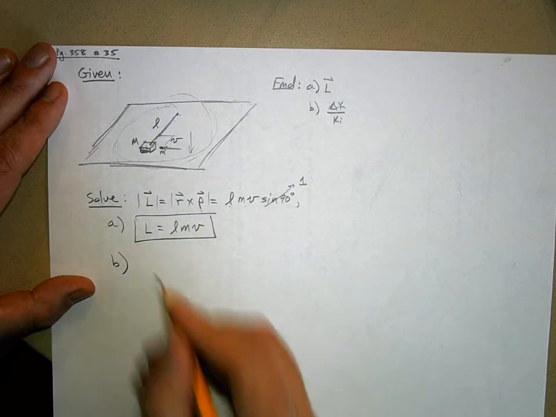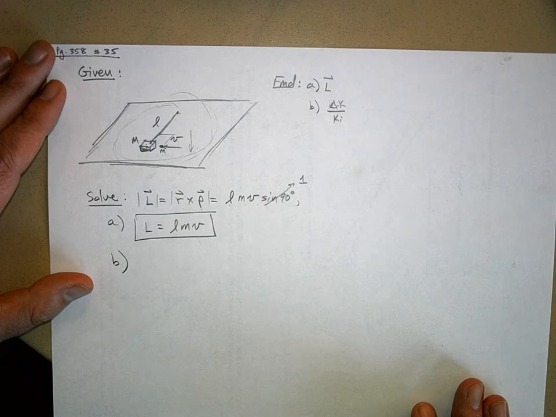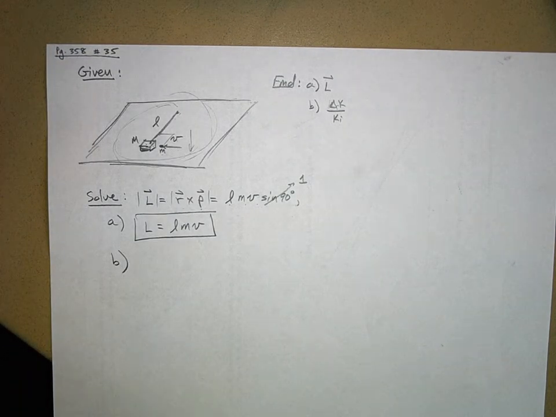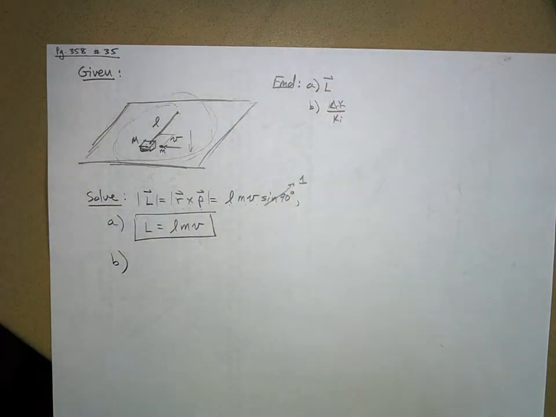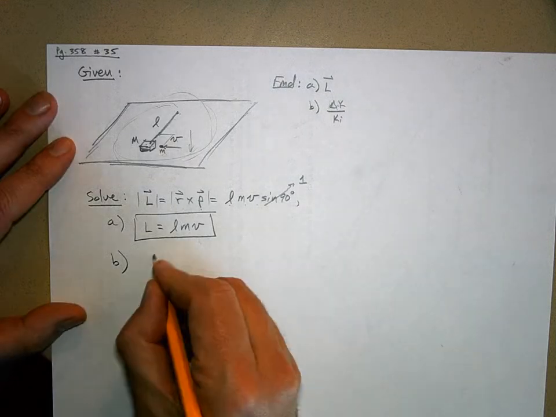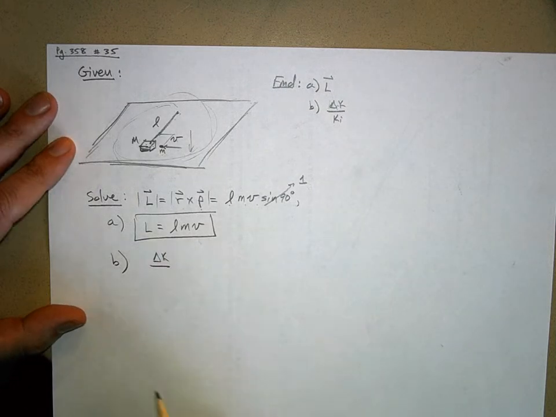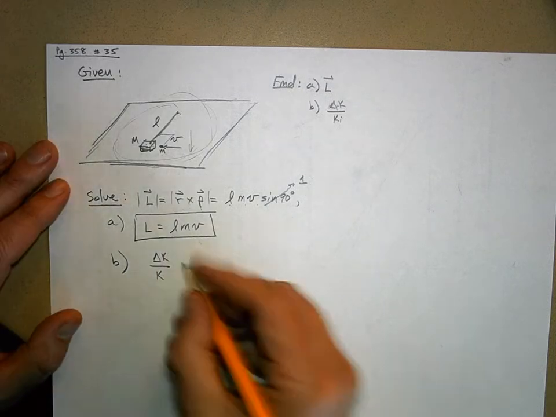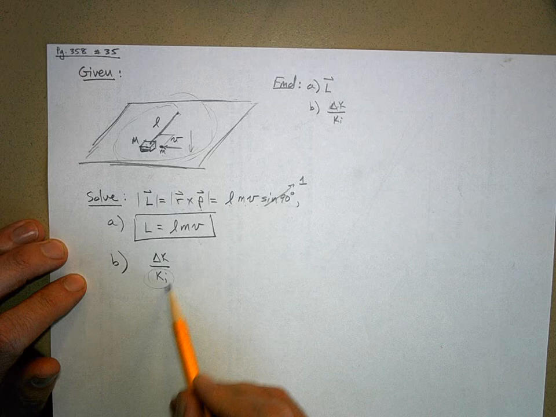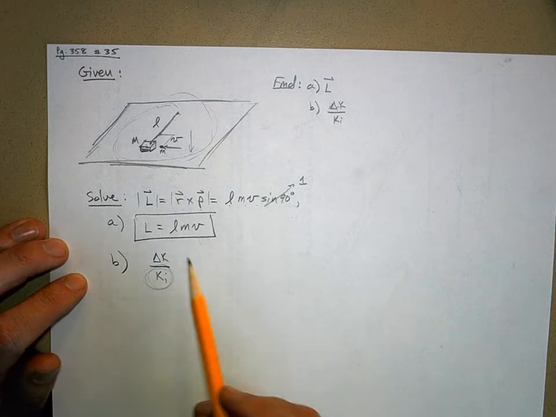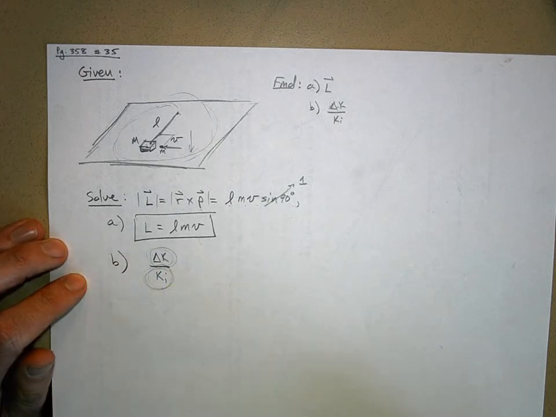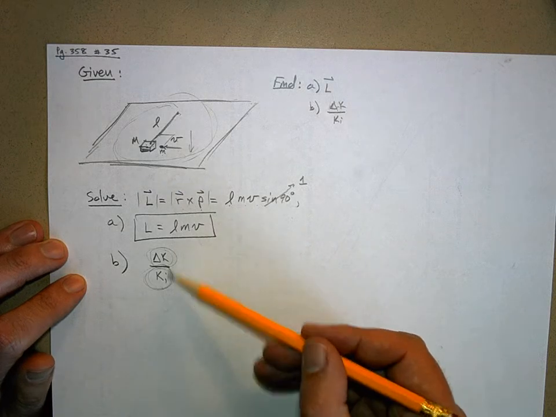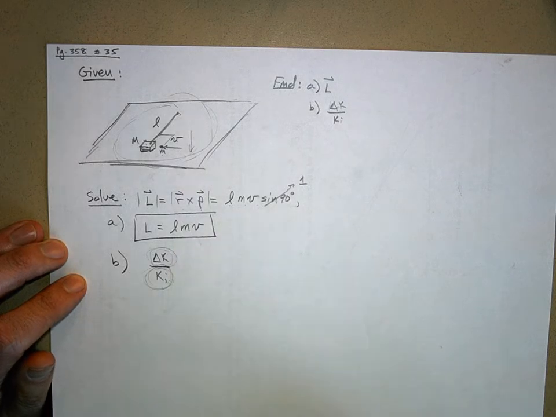Now part B, what is it asking for? It says, what fraction of the original kinetic energy is lost in the collision? So what fraction is lost? Well, the amount of kinetic energy that's lost is really delta K divided by K initial. K initial is how much kinetic energy I had at the beginning. Then I have to figure out what delta K is, and take the ratio. What fraction of my original was lost? So you express it as a fraction like that.